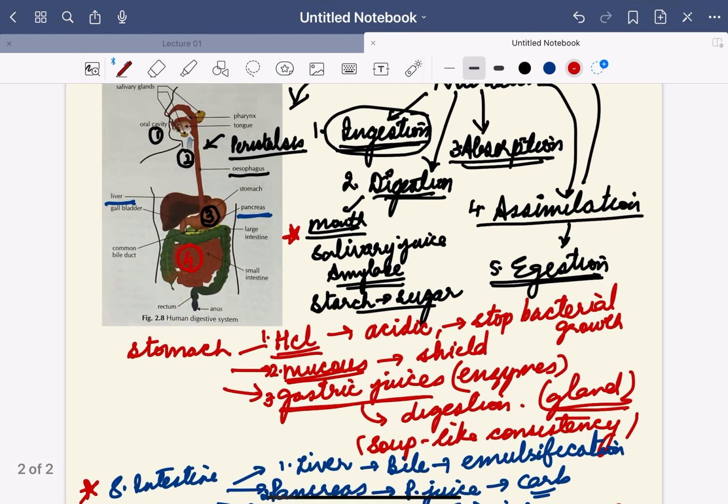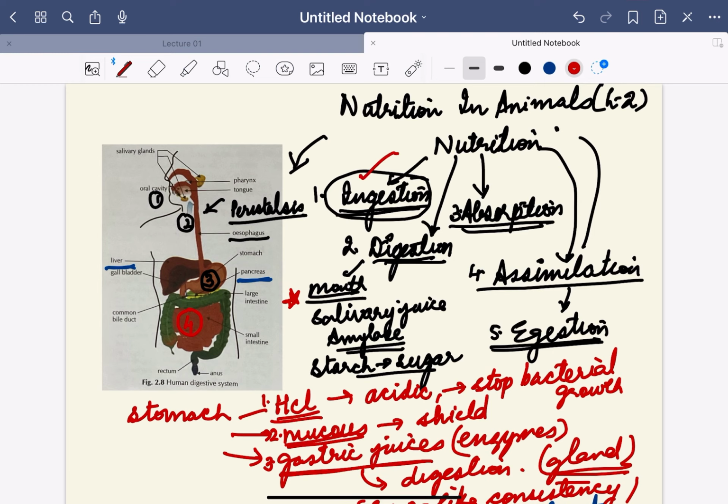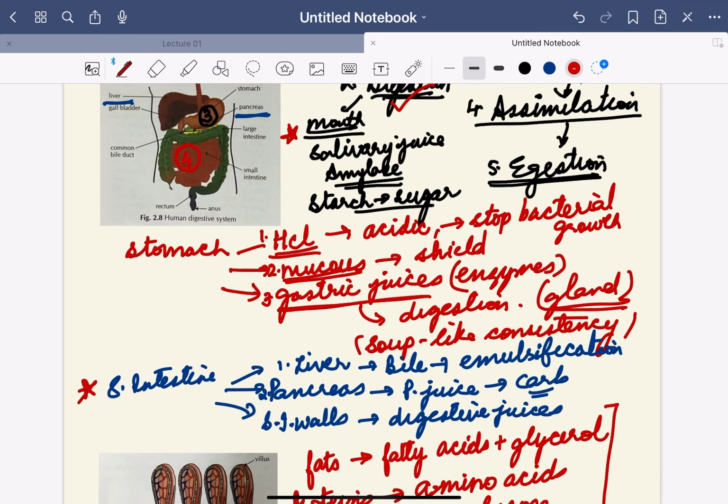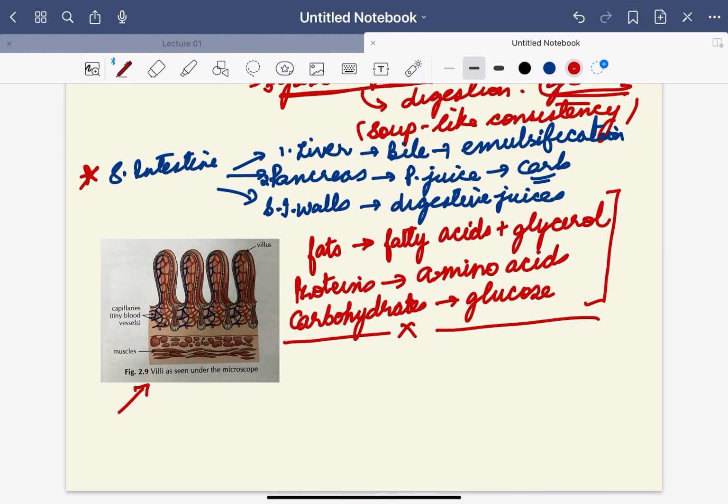Now if you get back here, we have done ingestion and digestion. Next is absorption. If you look at this, these are the walls of the small intestine. The inner walls of the small intestine have finger-like projections which are called villi. They are there to increase the surface area of the walls of the small intestine so that maximum absorption can take place. And if you just zoom into this part, this is what you see.